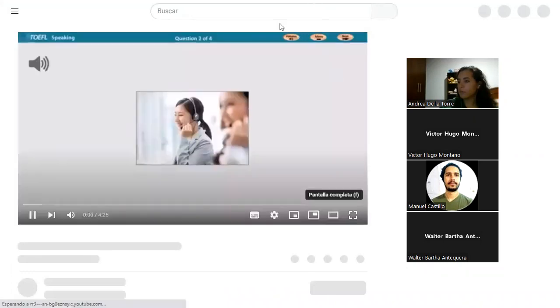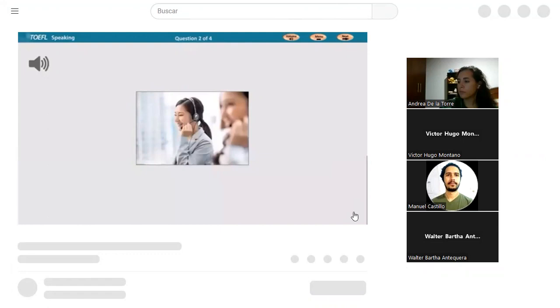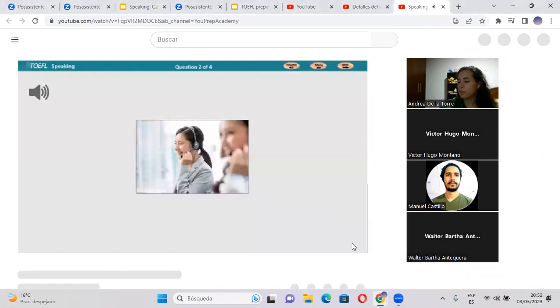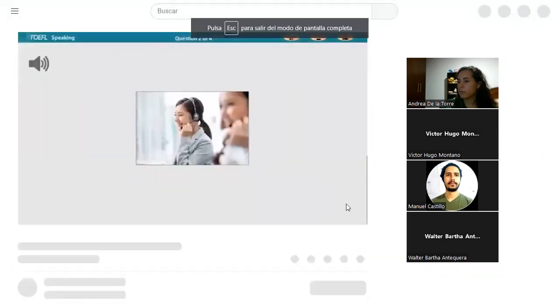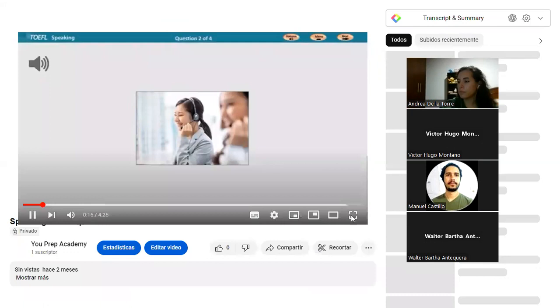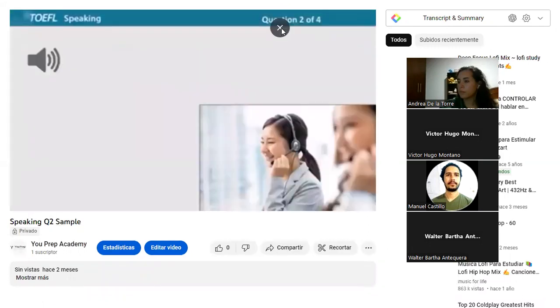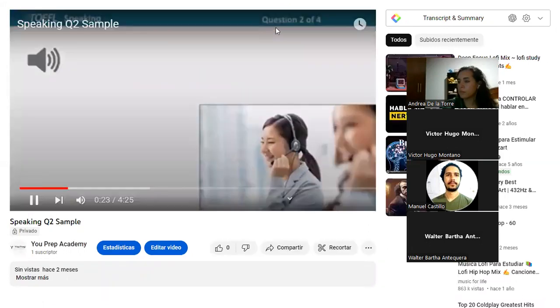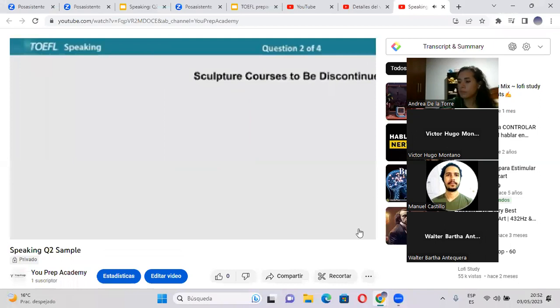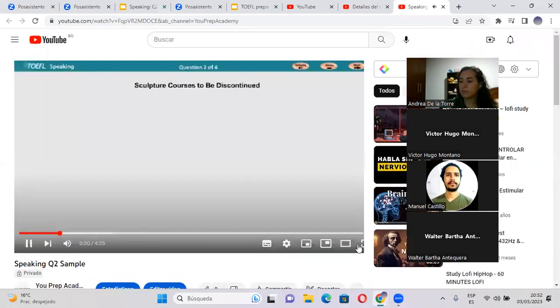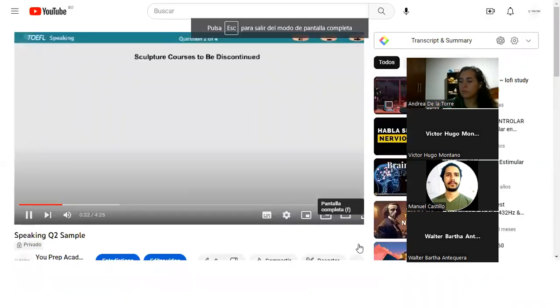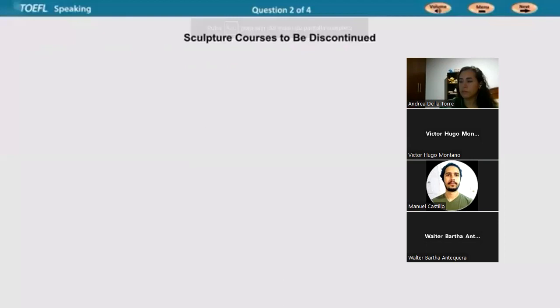Number 2. In this question, you will read a short passage about a campus situation and then listen to a talk on the same topic. You will then answer a question using information from both the reading passage and the talk. After the question, you will have 30 seconds to prepare your response and 60 seconds to speak. The university is making a change in the courses it will offer. Read the article from the university newspaper about the change. You will have 45 seconds to read the article. Begin reading now.